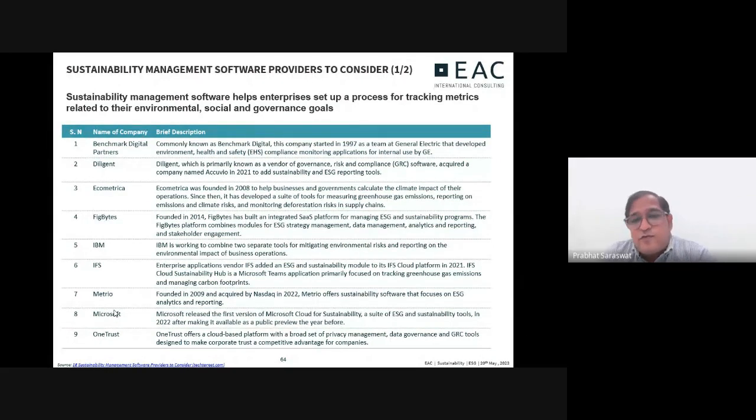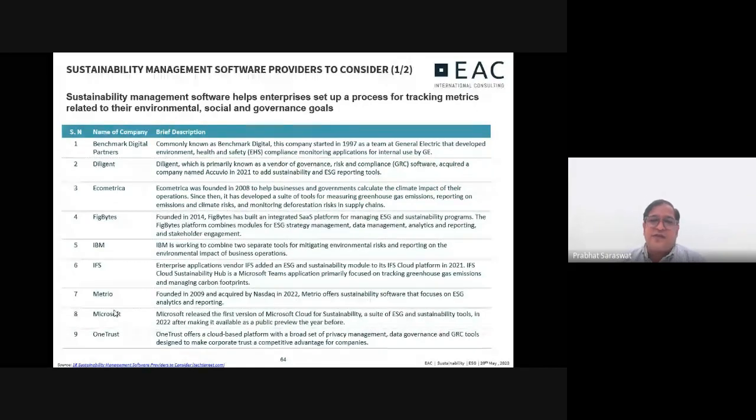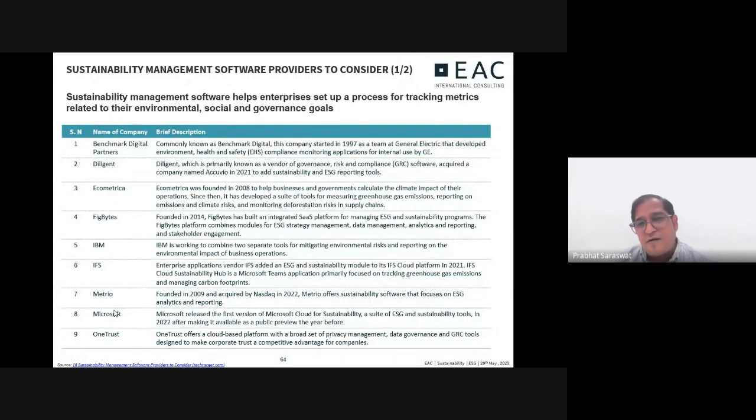And nowadays, because it is a very lengthy process and laborious work to collect all data related to environment, social and governance, various software companies are there which provide such platforms which can capture all of it. We can prepare the dashboard for our stakeholders. So many software providing companies are there.